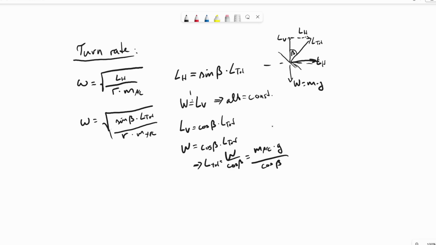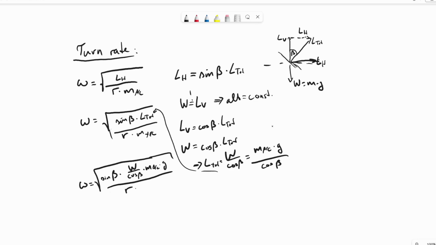So let's plug this in here. And we get to the following. So omega equals sine beta times weight over cosine beta times MAC times gravitational constant divided by R times mass of the aircraft. The reason why we did this and what's so beautiful about it is that we can eliminate the mass of the aircraft. Isn't that cool?